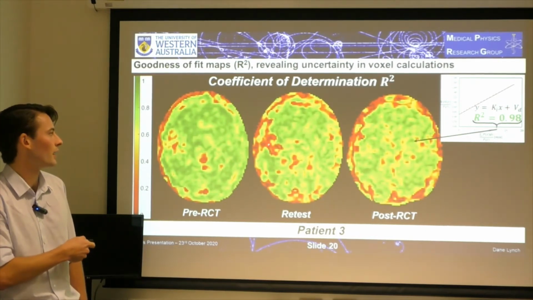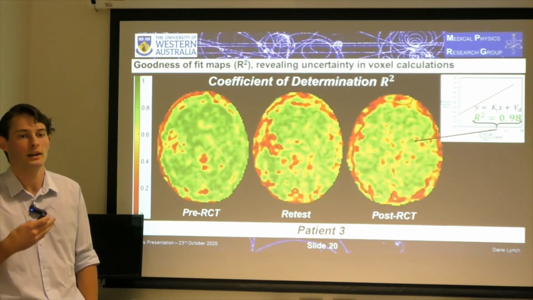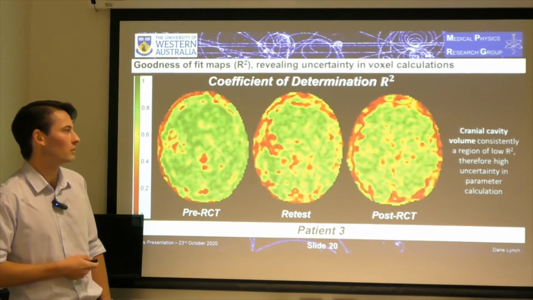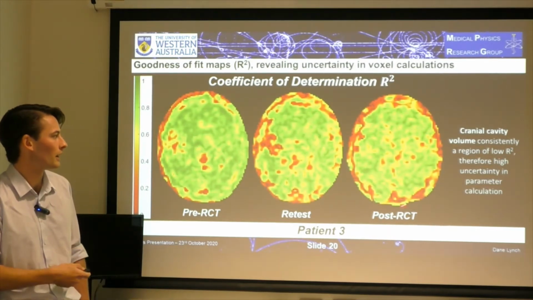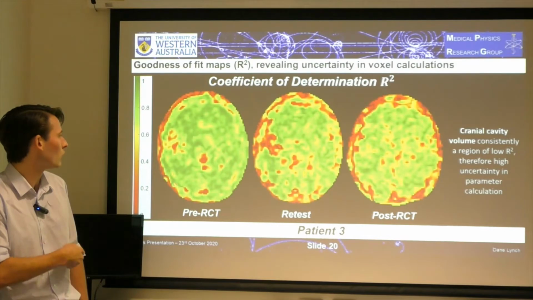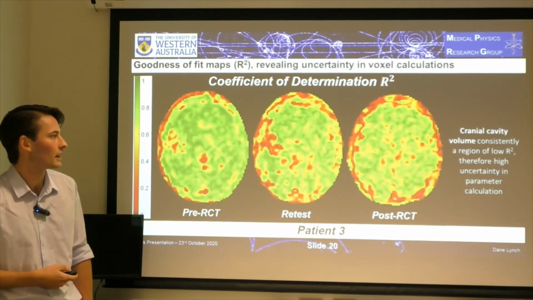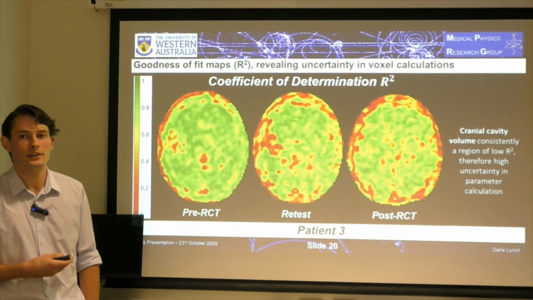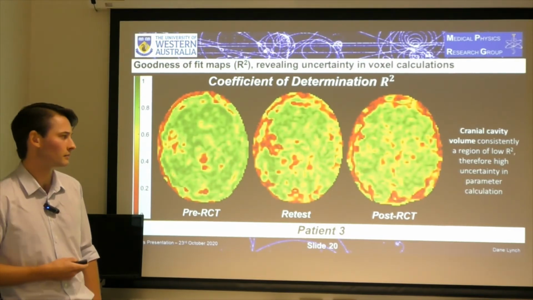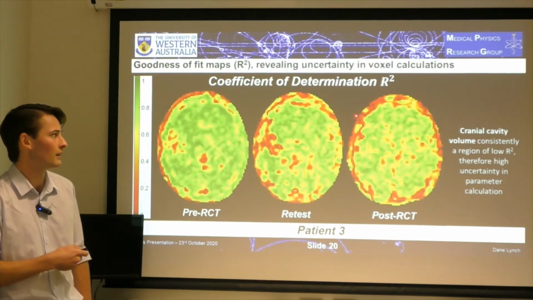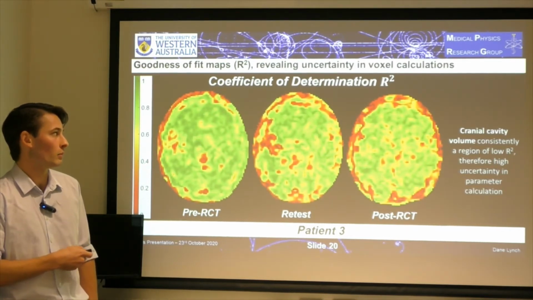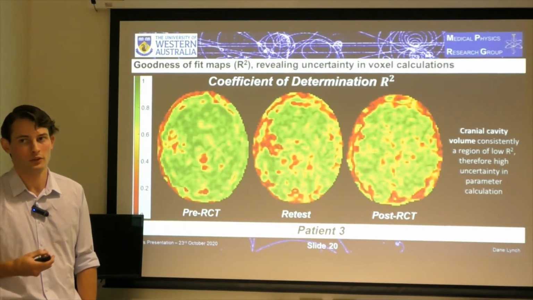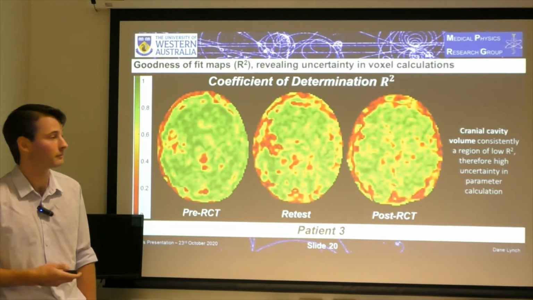And as we can see, regions of red are where there's been a poor fit in parameter and a high uncertainty in that calculation. So typically the cranial cavity volume, shown by these red oval outlines on the outside of the maps, was consistently a region of low R squared, and therefore high uncertainty in parameter calculation. And this was due to the fact that there is typically cerebral fluid in these regions, where there is not a stable time activity curve concentration.